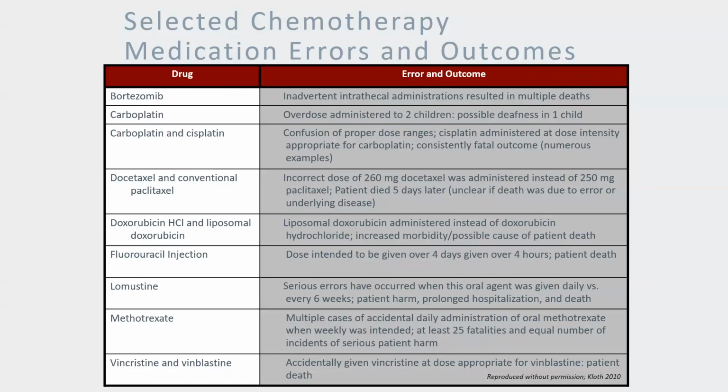And then, of course, the methotrexate that we talked about on the previous slide, where multiple cases of accidental daily administration of oral methotrexate when weekly was intended, at least 25 fatalities and an equal number of incidents of serious patient harm. And then vincristine and vinblastine doses also are confused and cause serious harm, including death.